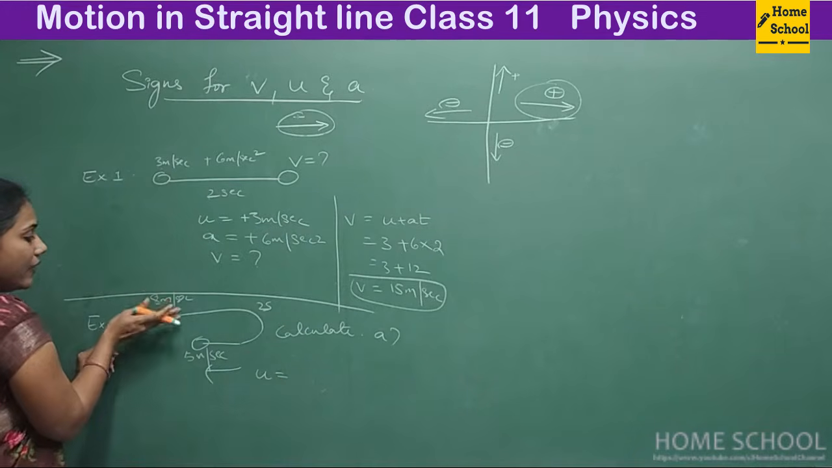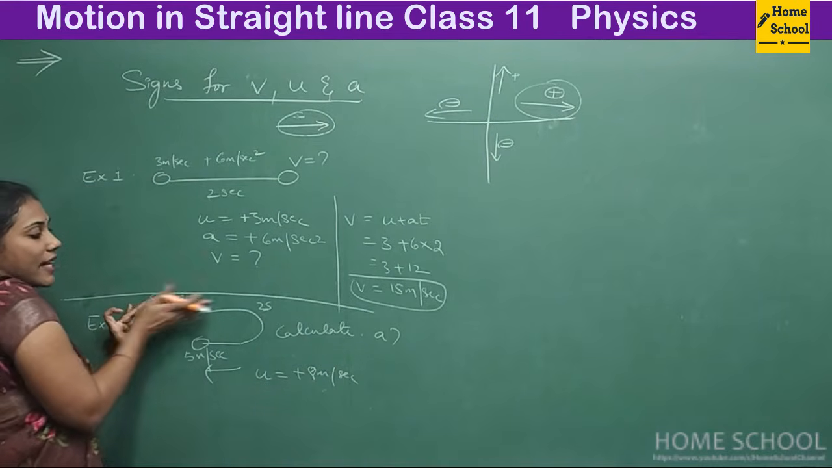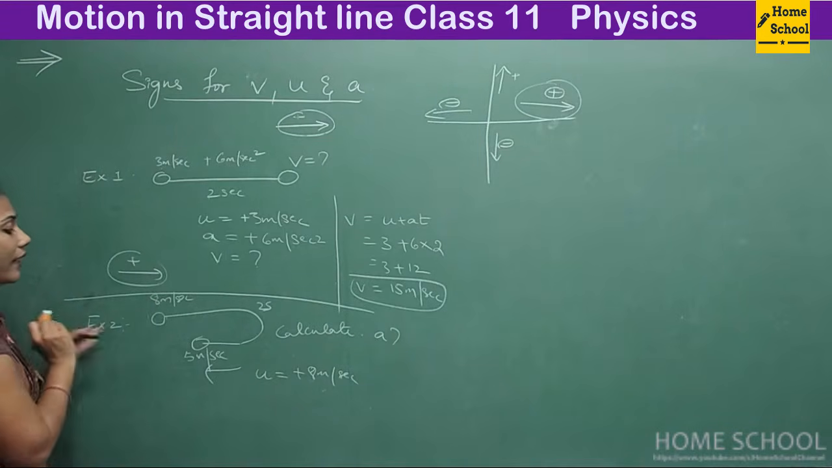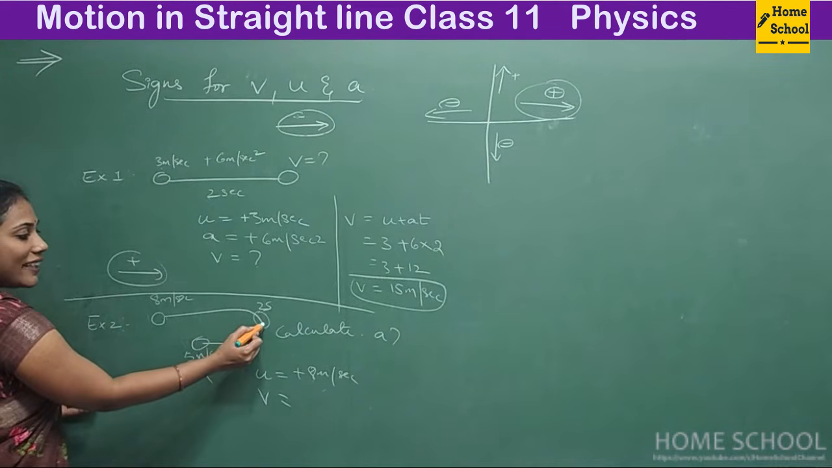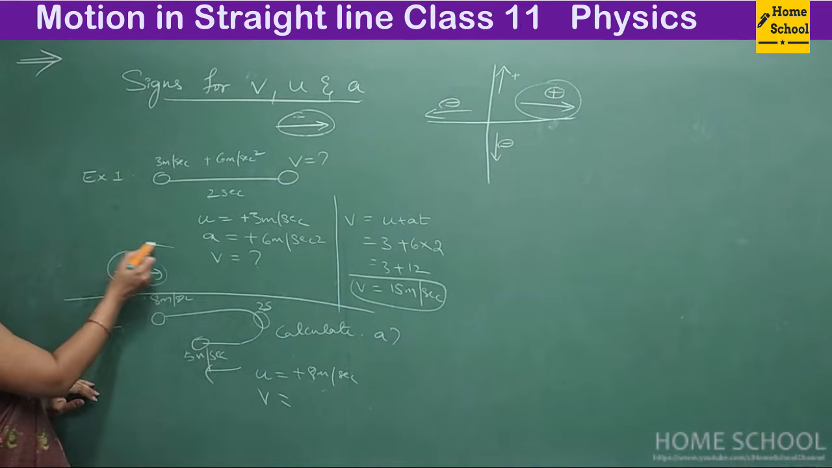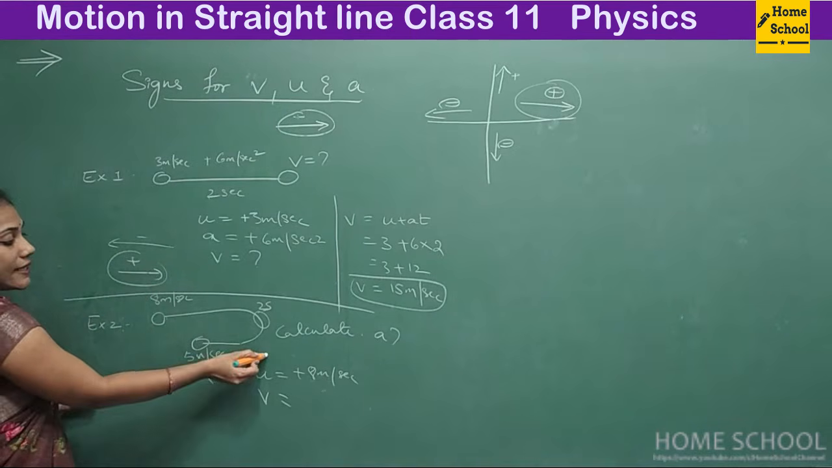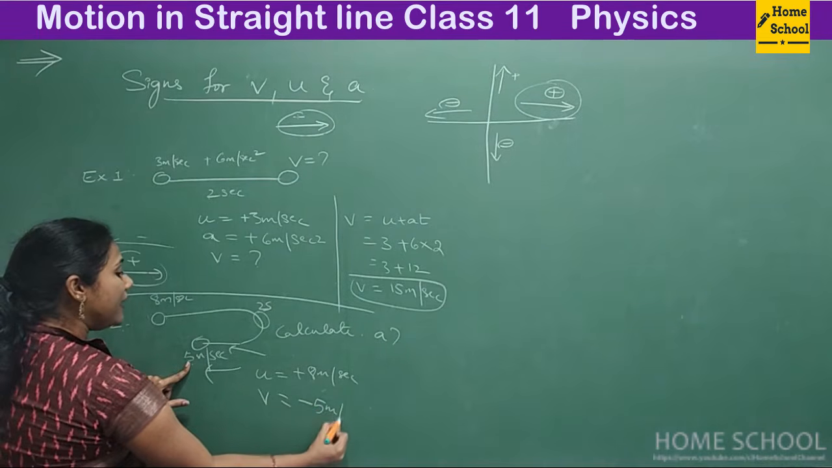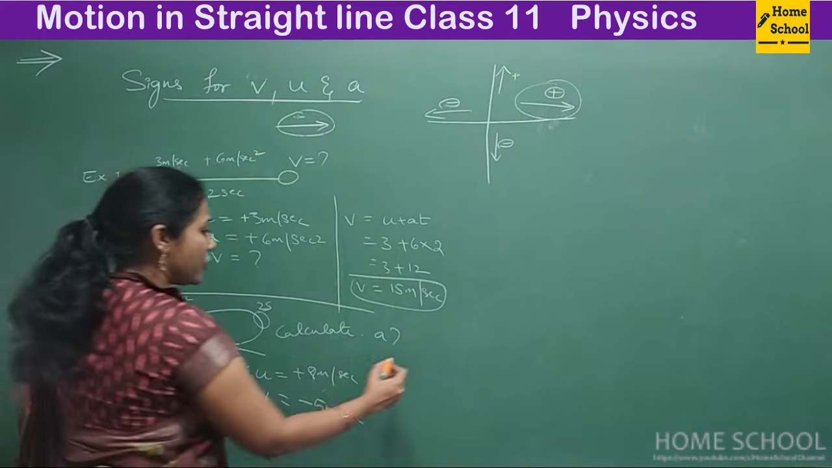Okay, say now what is u value? U is equal to, say u is plus 8 meter per second only, because initially the ball is actually moving in this direction. So I am considering this direction as positive. But now what is v? You see the ball has reached here, again from here it took a U-turn, right? It took a U-turn and it's coming in this direction. So if it is going in this direction, it is negative, right? When you consider this direction as positive, this direction you will consider as negative. So v is minus 5 meter per second. Okay, so what is time? 2 seconds.